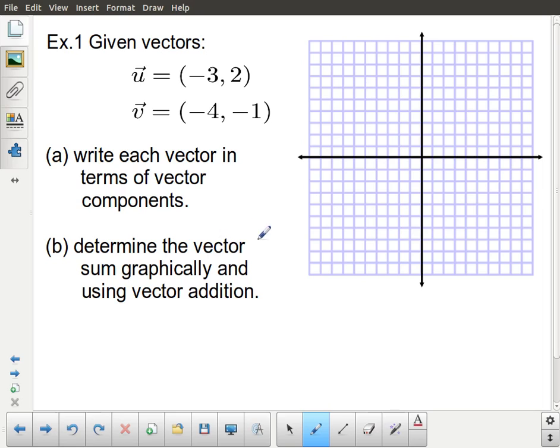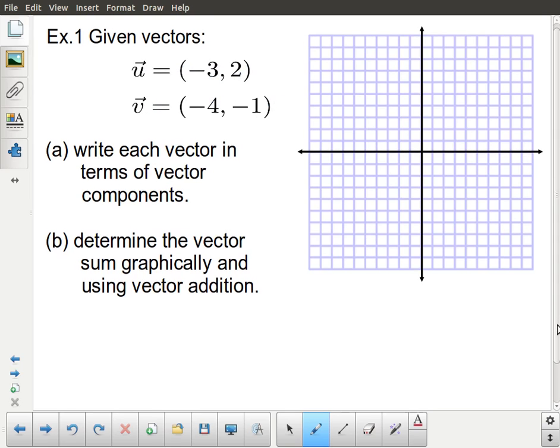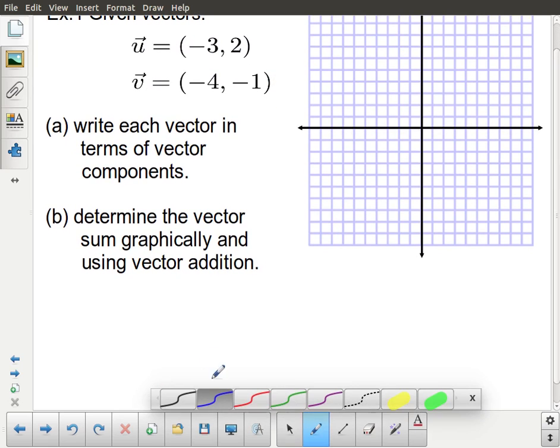So let's look at an example here. I am given two vectors. u is (-3, 2) and v is (-4, -1). The first thing I want to do is write each vector in terms of its vector components.